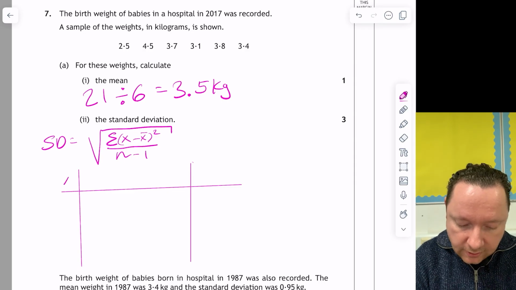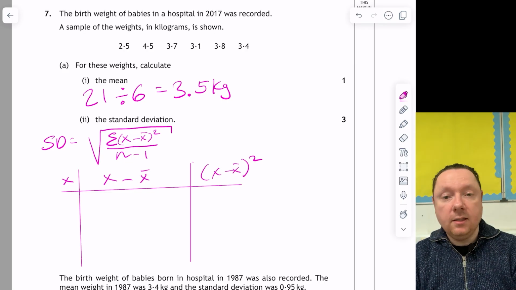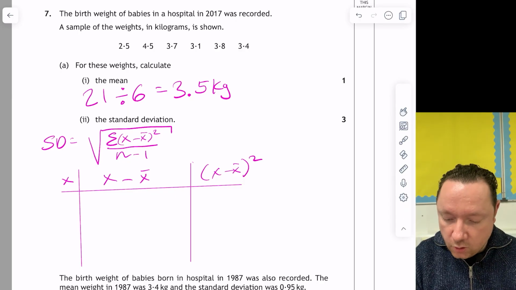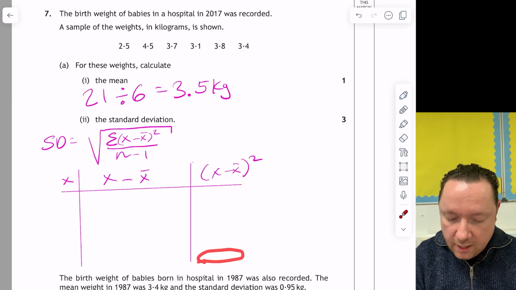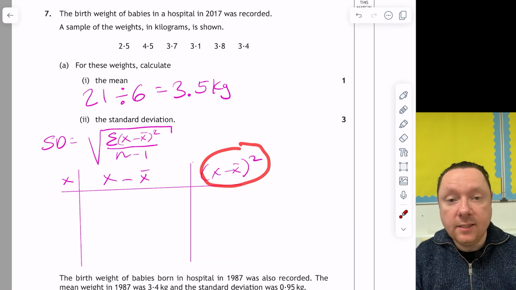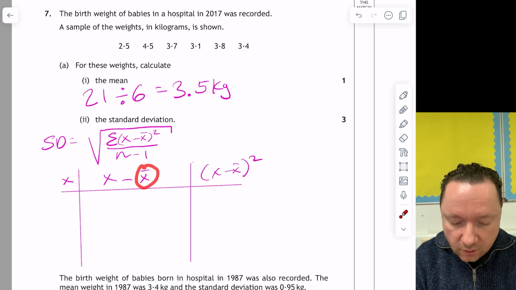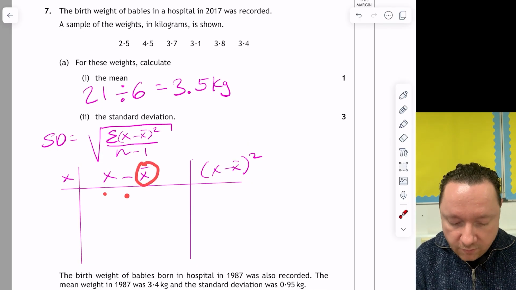And that's my x. And then x minus x bar, and then x minus x bar squared. So as I'm doing this table, what I'm trying to do is get to the last number here, and I'm going to add all of them up, and that just becomes the top of my formula, because that means the sum of, which is added all up, add up all the x minus x bar squared. The last thing you need to realise is x bar means the mean. So in the middle here, I'm doing each number take away the mean.